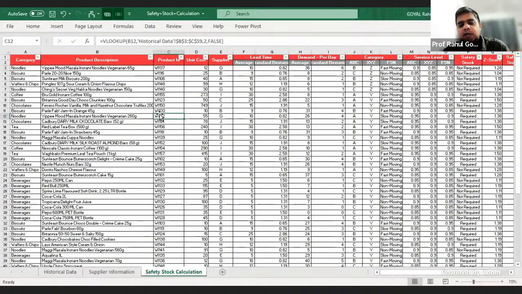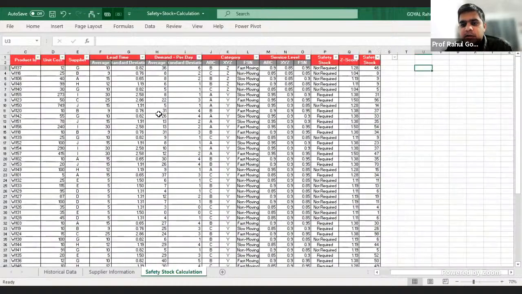So now let's look at how much safety stock we want to carry for a particular SKU, right? So if you're talking about, let's say, Yippee masala instant noodle 65 gram, we know the lead time is 10 days and there's a certain deviation to this lead time, right? This is the average demand per day, 36 units, and this is the standard deviation, right? And when we segment this product using different methods, this comes out to be a B class product.